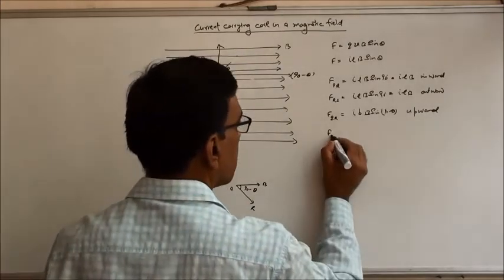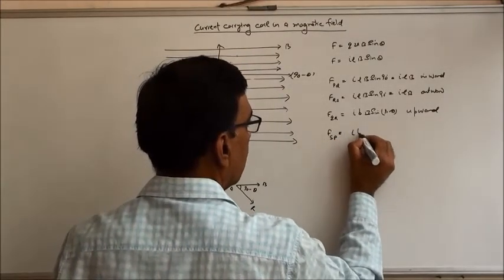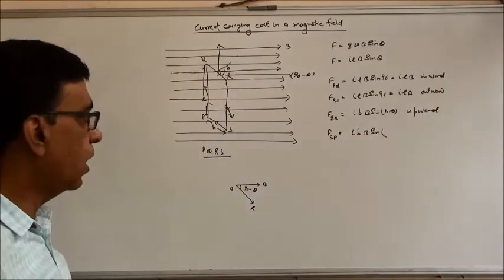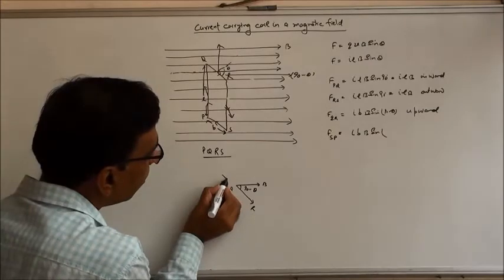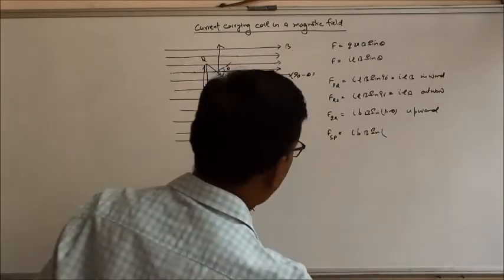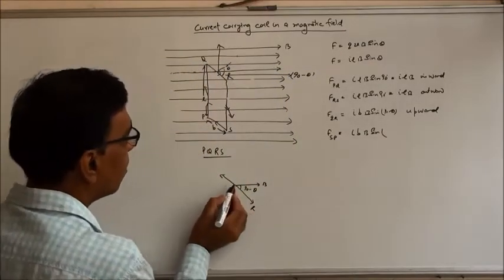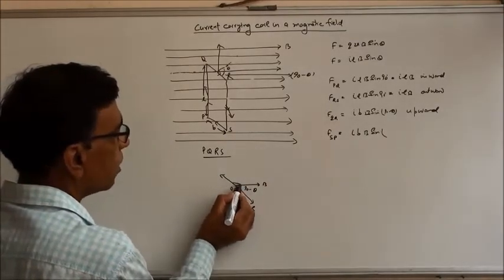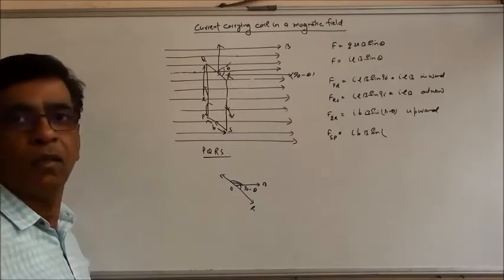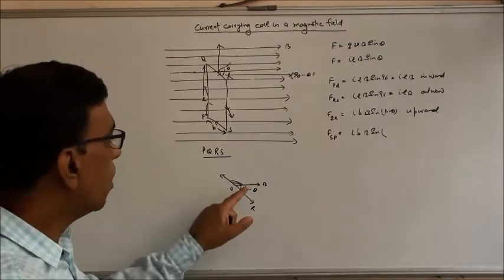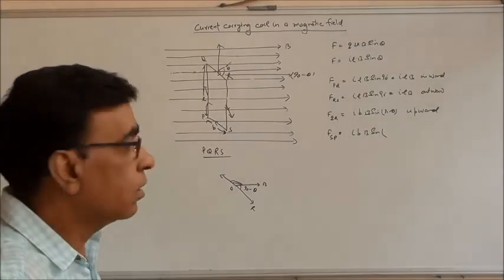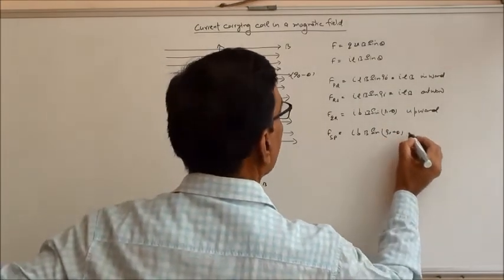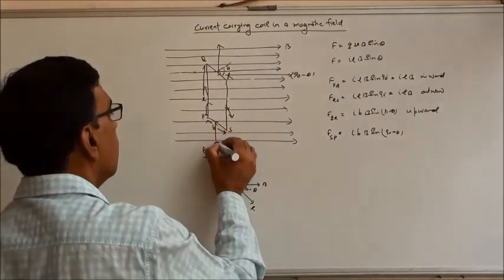On SP, I, L, B sine. Now what will be the angle? Now this is the direction. This is S, this is P, so this is the angle 180 minus 90 minus theta. Okay, so it becomes 90 plus theta actually, and the force is downward.